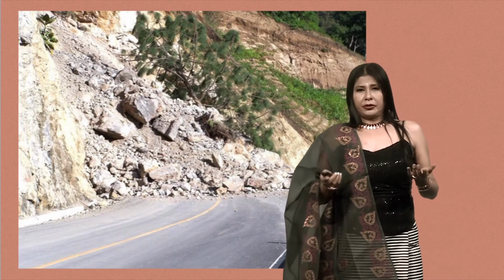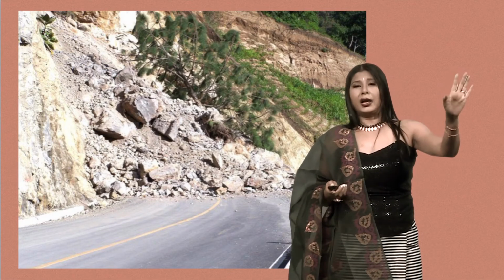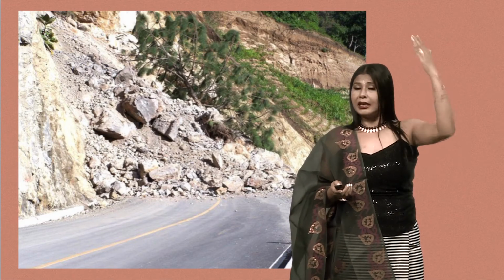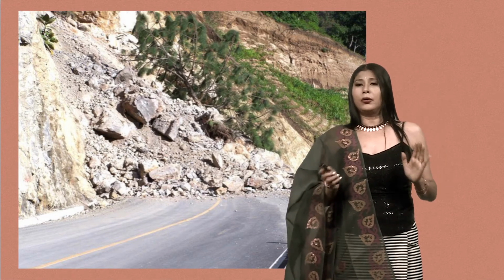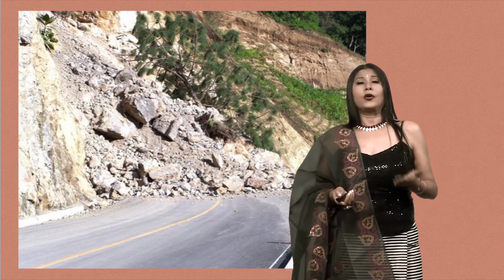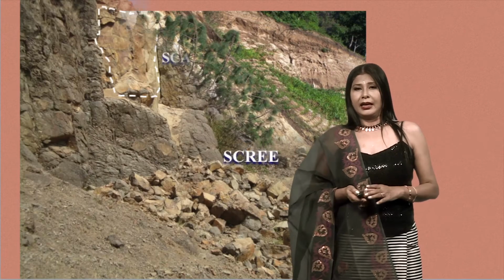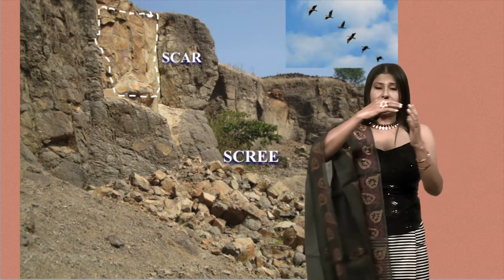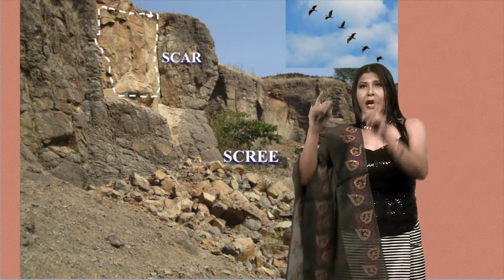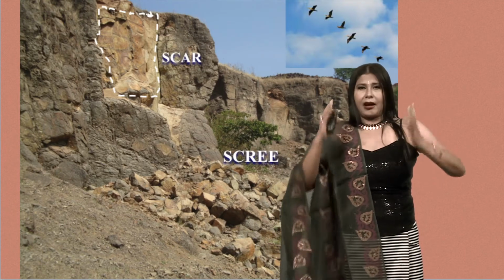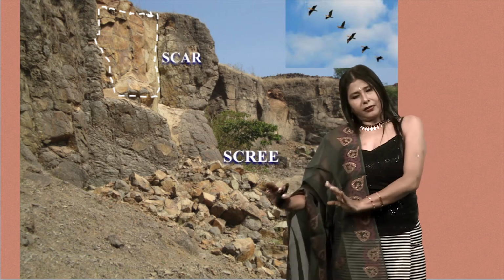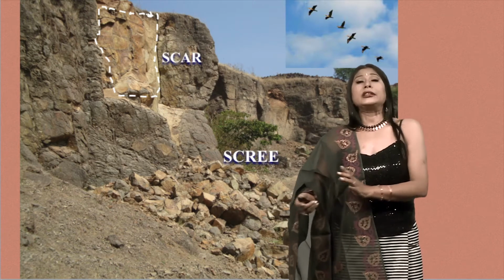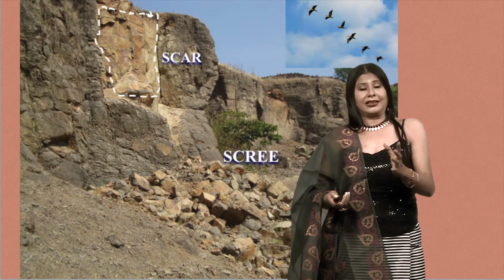Very common picture. On all the highways where mountains and hills are there, we see the rock blocking. These are all rock falls. And when the material is removed and deposited down, we can see the fresh scar, and at the foot hill we see scree or talus.